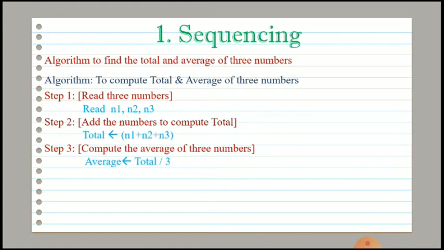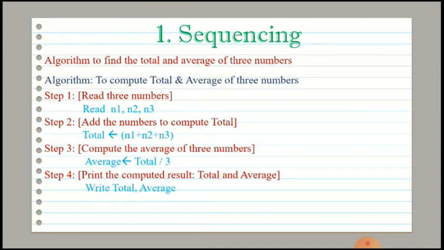After getting the total and average, we have to print that result. So in step 4, we will print the total and average calculated in step 2 and step 3. The statement will be write total, average. The same statement you can write as print total, average.